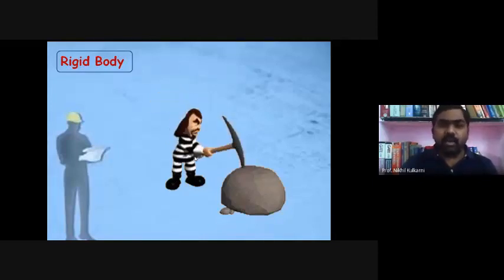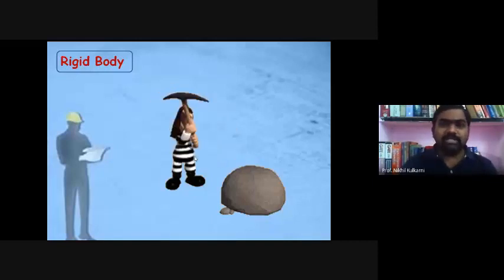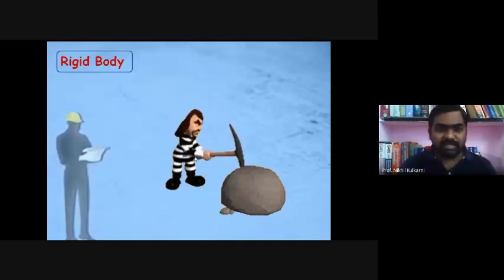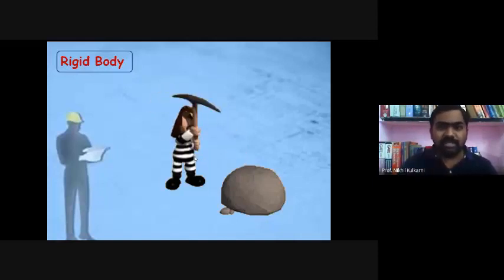Means if we apply a force on a body, then that body does not deform, it does not displace, it does not change its dimension, then even after removal of the force it is having no impact, then that is called as rigid body. Okay, this we have learned it.